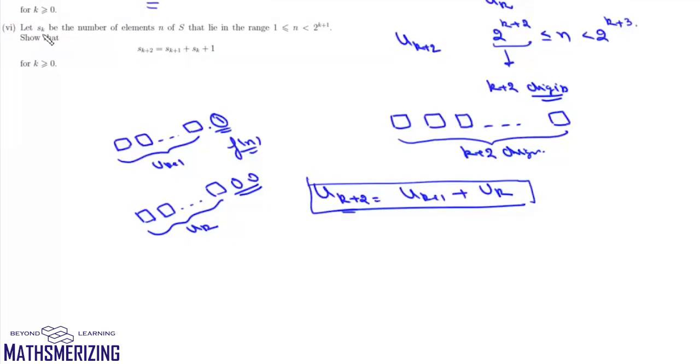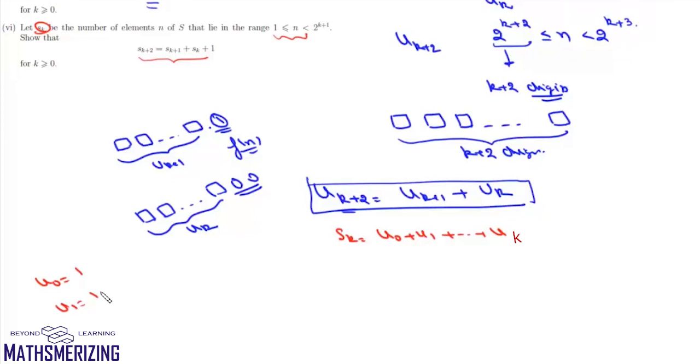Now the sixth part is, let sk be the number of elements n in S that lie in the range 1 to 2 to the power k plus 1. We need to show that sk+2 equals sk+1 plus sk plus 1. Now this sk will be nothing but u0 plus u1 and so on. Now we'll take u0. What is the value of u0? u0 is 1. And what is u1? u1 is also 1.